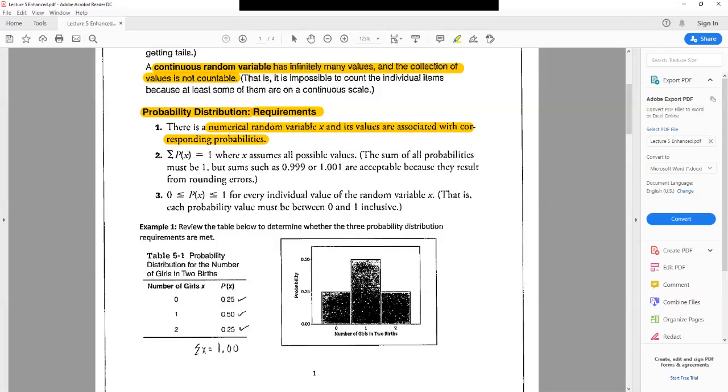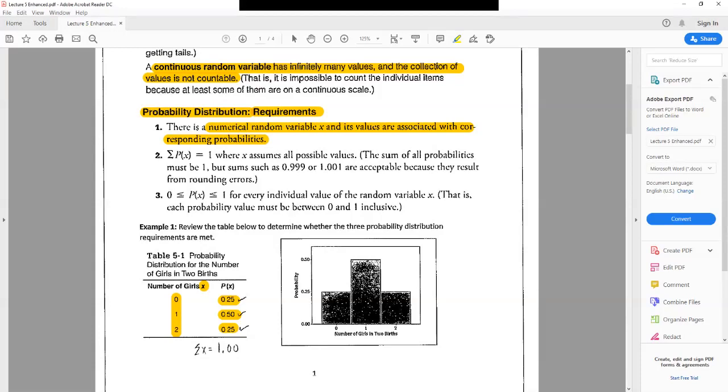probabilities. So if you look at the table at the bottom of page 1, we have a random variable x, and x can take on the value 0, 1, and 2. And the probability of 0 occurring is 0.25, and the probability of 1 occurring is 0.50, and the probability of 2 occurring is 0.25. And this is the probability distribution for the number of girls in 2 births.